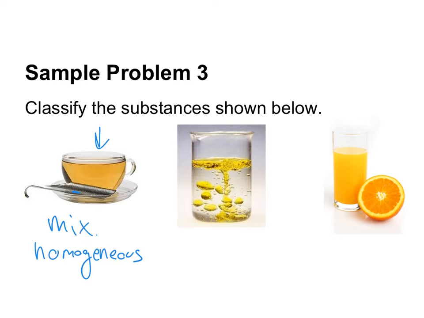Now in the middle picture, it looks like I have some oil mixed with water. Again, because I have two substances that are not chemically bonded, I know that this is a mixture. And in this case, when I look throughout this mixture, I see some areas are going to look different from other areas. So in some areas, I see just water. In other areas, I see just oil. So this does not look uniform throughout. So this is going to be heterogeneous.